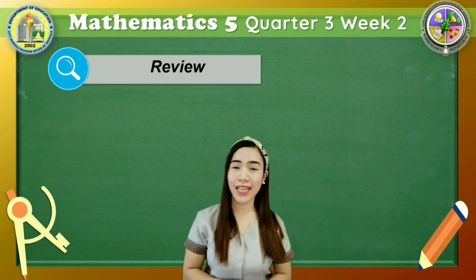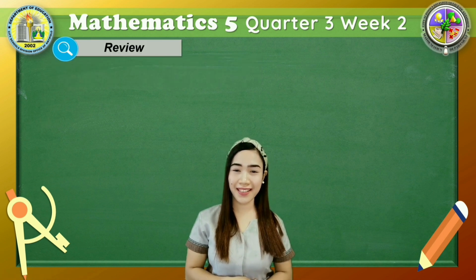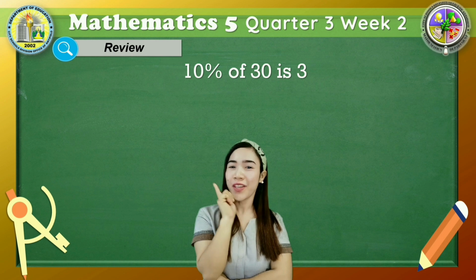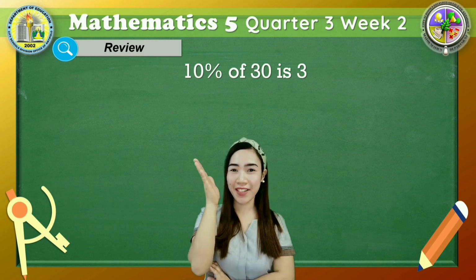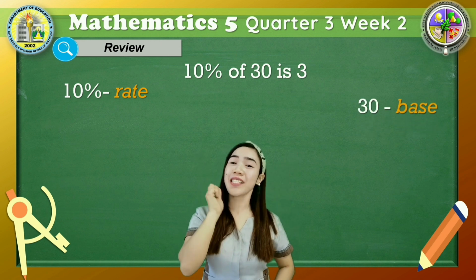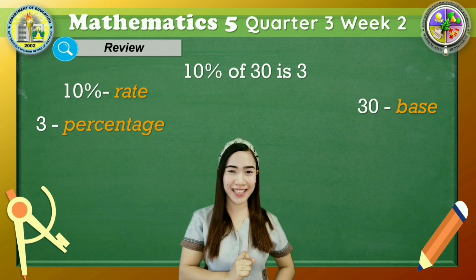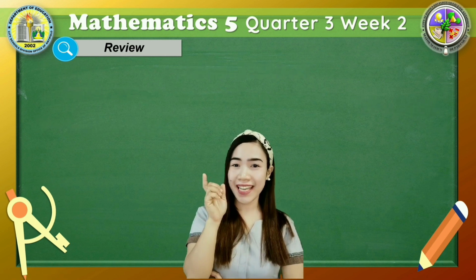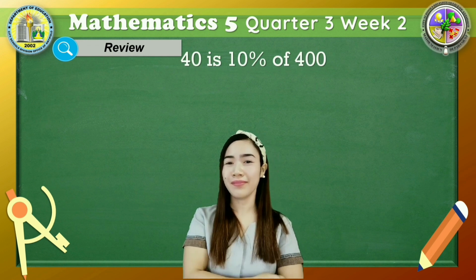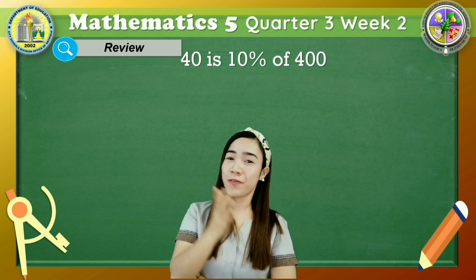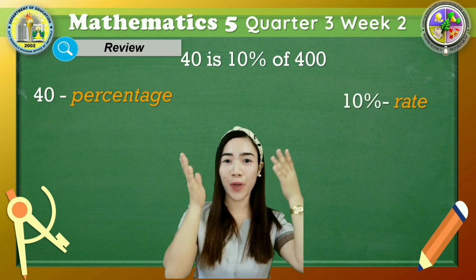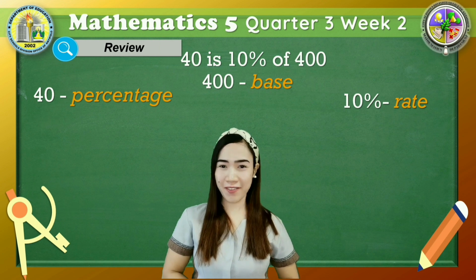Can you please identify the base, percentage, and rate in 10% of 30 is 3? Correct! 10% is the rate. 30 is the base. And 3 is the percentage. Very good! More! 40 is the 10% of 400. Correct again. 40 is the percentage, while 10 is the rate and 400 is the base. Very good, children.